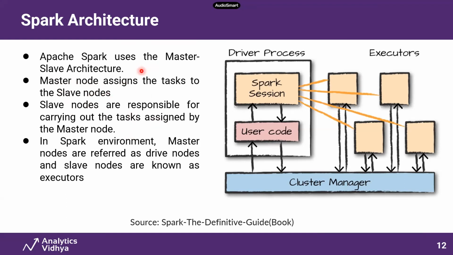Now, master-slave is a very generic term in software engineering. In terms of Spark, the master node or process is known as the driver node, and the slave nodes are known as the executor nodes. So you can see in this example, there is a driver process which is sitting on the driver node, and then we have the executor nodes. So this is the master and these are the slaves. Then there is a cluster manager which is responsible for managing all the nodes.